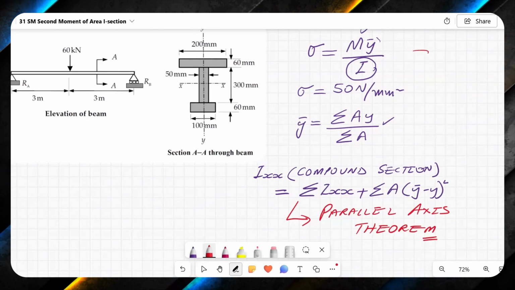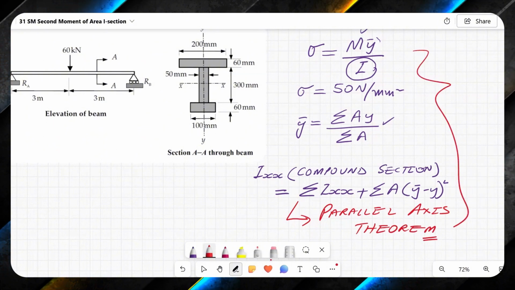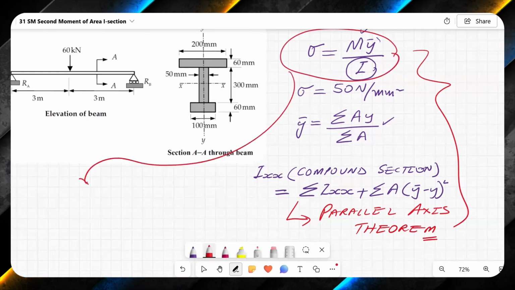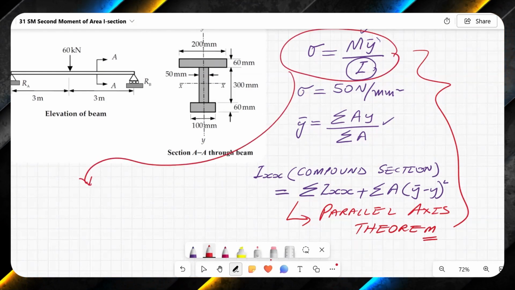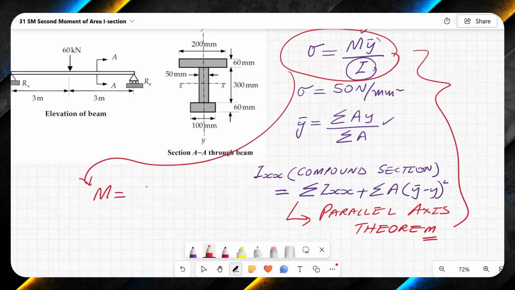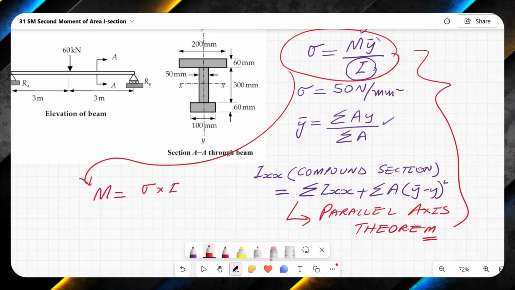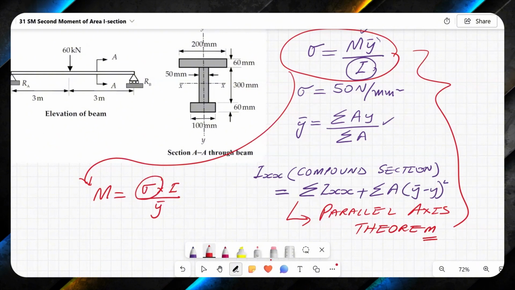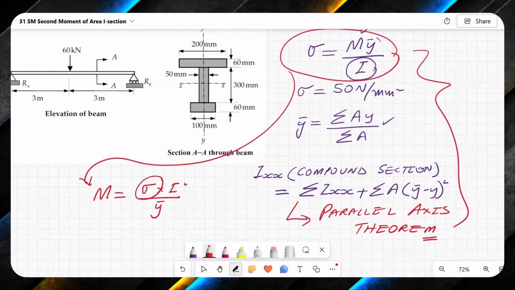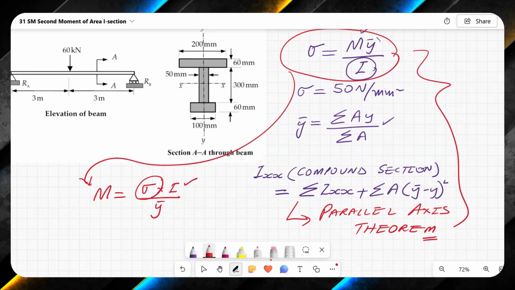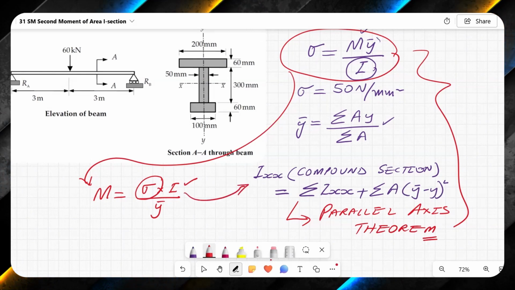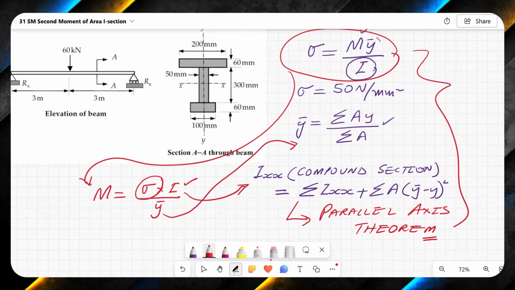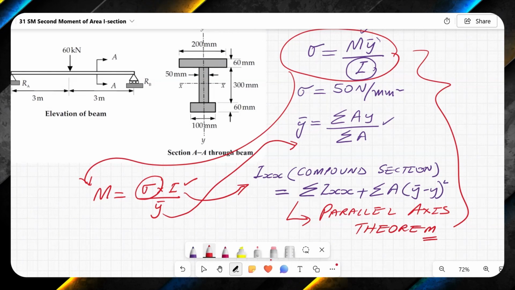So we will use these formulas to work out moment of resistance, where from this formula I can say that if I want to find out moment of resistance, then moment will be equal to sigma into I over y or y bar. So here stress is given to us, and all I need is second moment of area, which in this case will be Ixx of the compound section, and y bar, which means that it is the centroid. So let us see how we can find out these values.